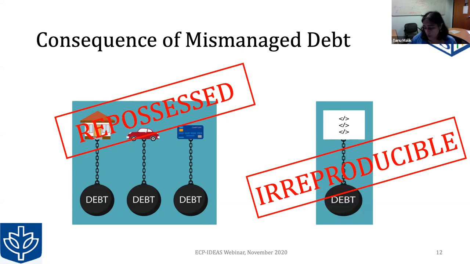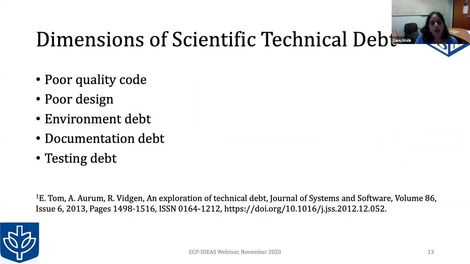So people do want to avoid this badge. So let's go back to our dimensions of the technical debt and see what we can do to address it, so that we do not get such badges.